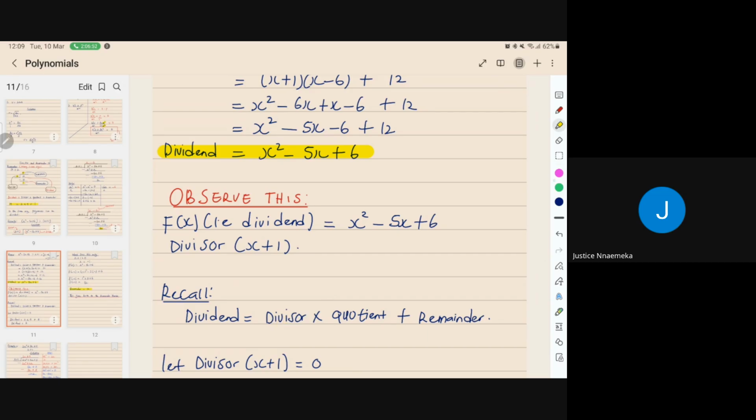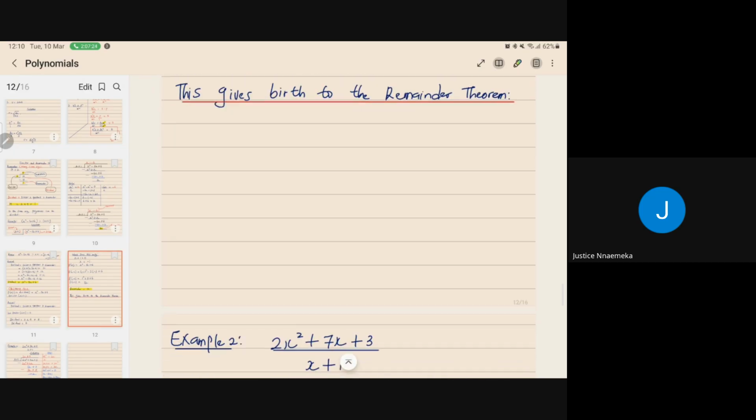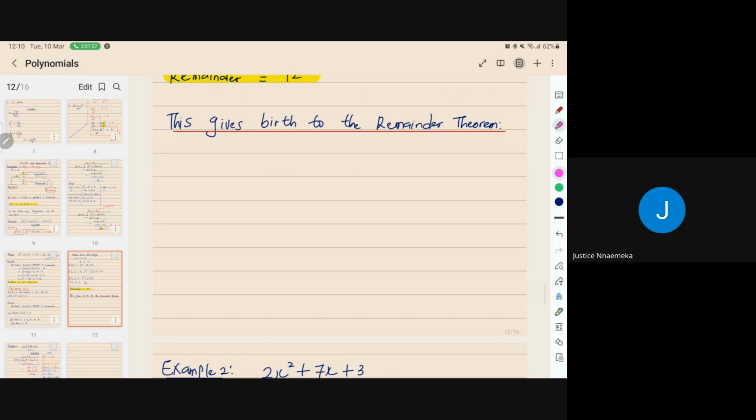If I know the divisor, are you paying attention now? If I know what I'm dividing, I know the divisor, and I use this method to get my remainder, I can solve for my quotient without using the long division. Once you know your remainder, you can get the quotient using that method. Sometimes it might be very long to solve, but it's very possible. Does it make sense? So what is the remainder theorem trying to say? That without doing that long division, we can get our value.